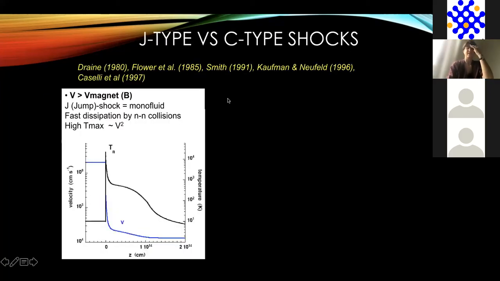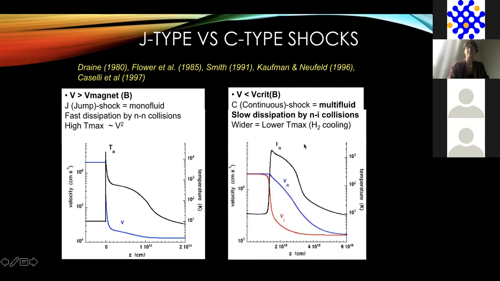So this is an illustration of the comparison of the structure of the shocks between those two extreme cases. The left is the usual hydrodynamical shock where there is a sudden jump, so supersonic shock, temperature proportional to V squared. Here, in the dissipation of the kinetic energy, you can see that the heating occurs in a very thin layer that is basically the mean free path of the neutrals. And then it cools down. That's when V is greater than V magnet. Oh, here I forgot, V crit is V magnet. I forgot to change that.